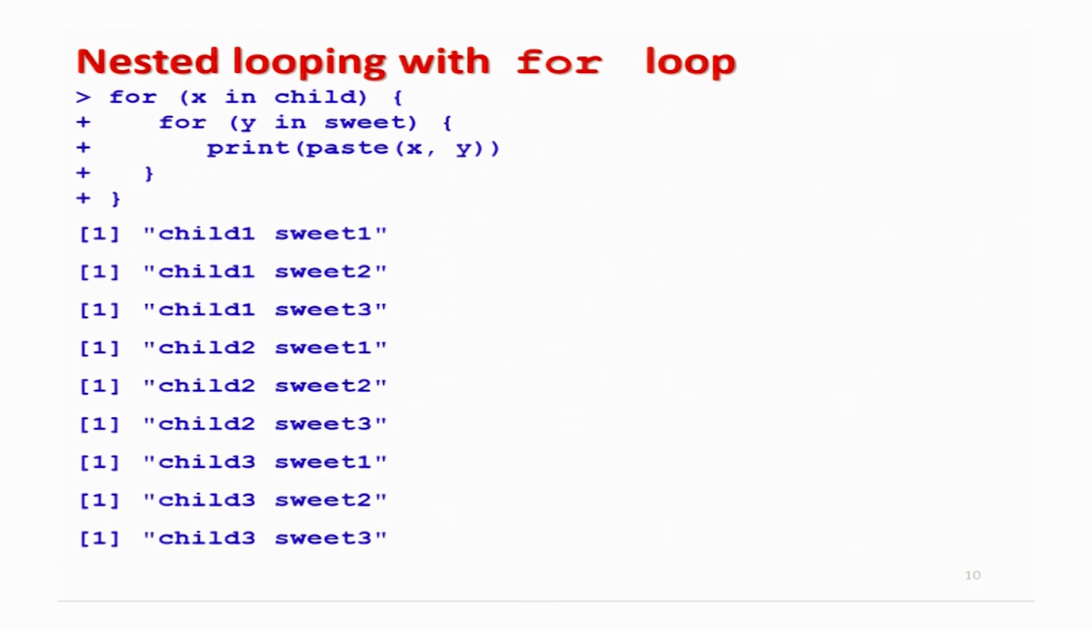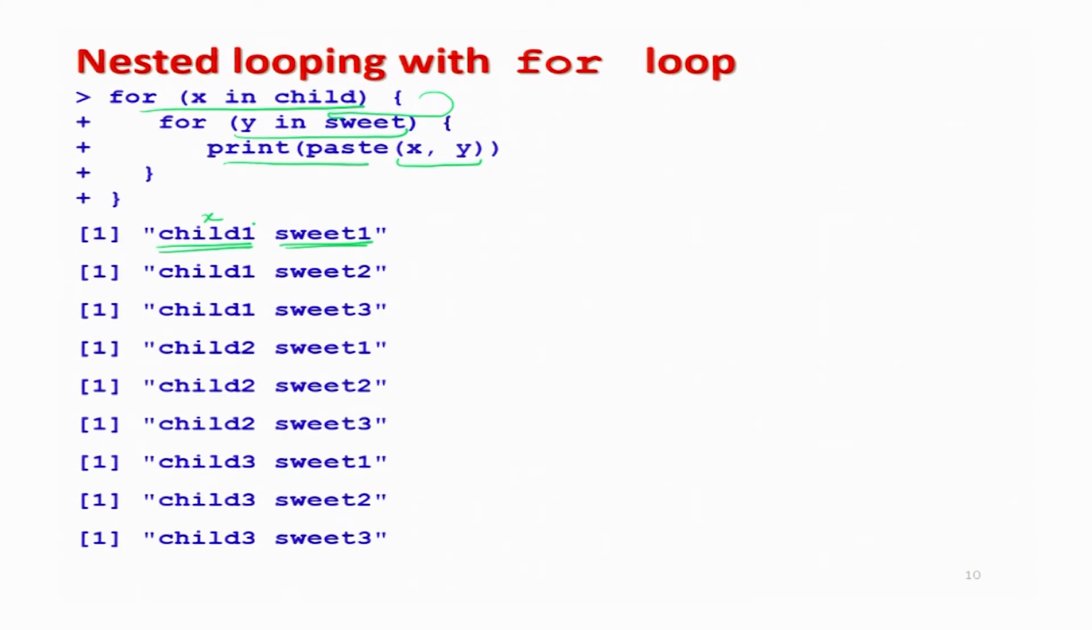First of all, the control comes here to x in child and picks up the first value, child 1. Then the control comes to the second data vector, y in suite, and picks up the first value in the suite, which is suite 1. It takes x as child 1 and y as suite 1, and it pastes and then prints.